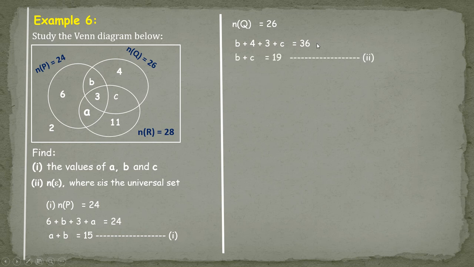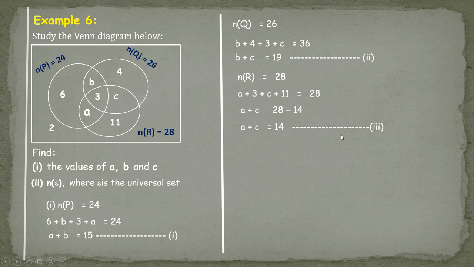So you realize that once you subtract, please adjust this to 26. So 26 minus 7, because this is 7, will give us 19. Apply the same working on R. So we add A plus 3 plus C plus 7 equals 28. So we end up with A plus C equal to 14.